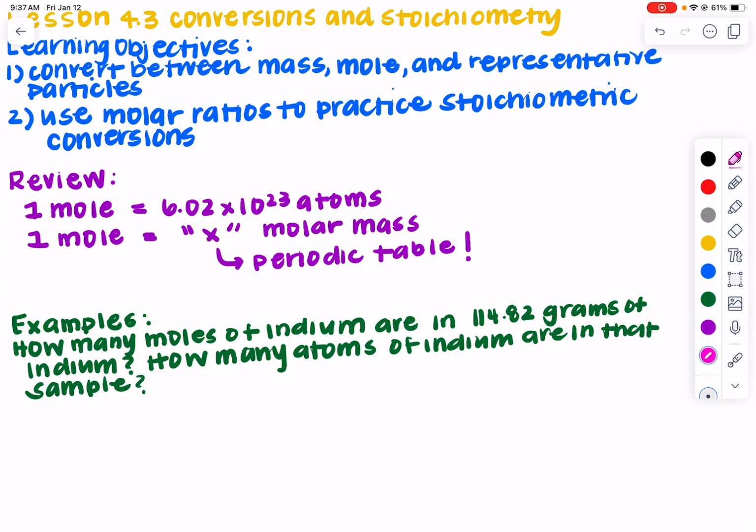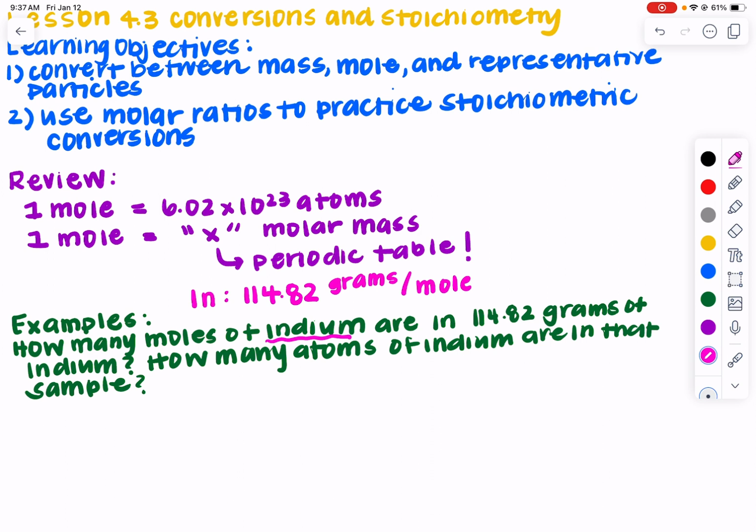So indium is on the periodic table. It's In. And the first thing we should look up is indium's molar mass. So if we go to the periodic table and we look at indium, the molar mass or the atomic mass is going to be 114.82, which is the number at the bottom. And the units are grams per mole.